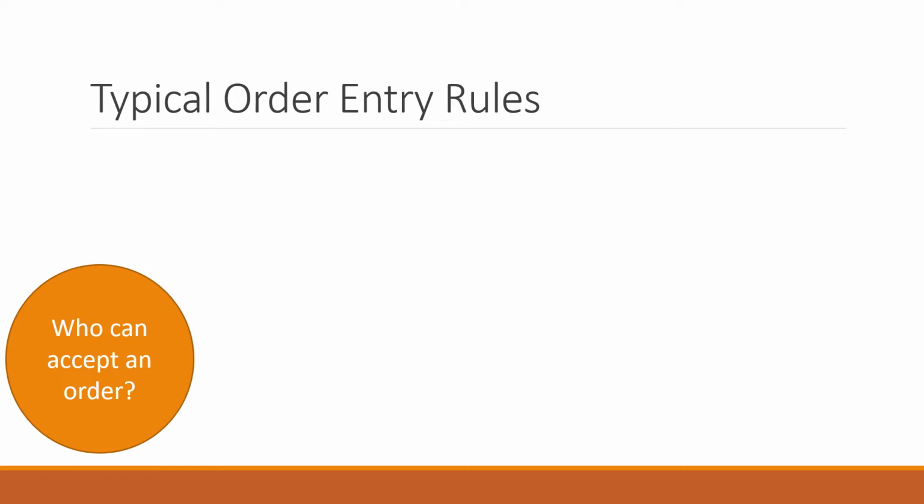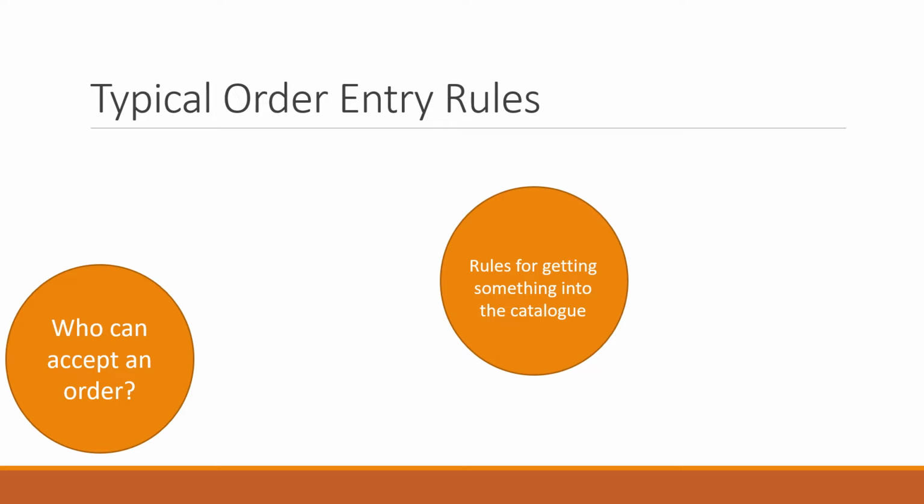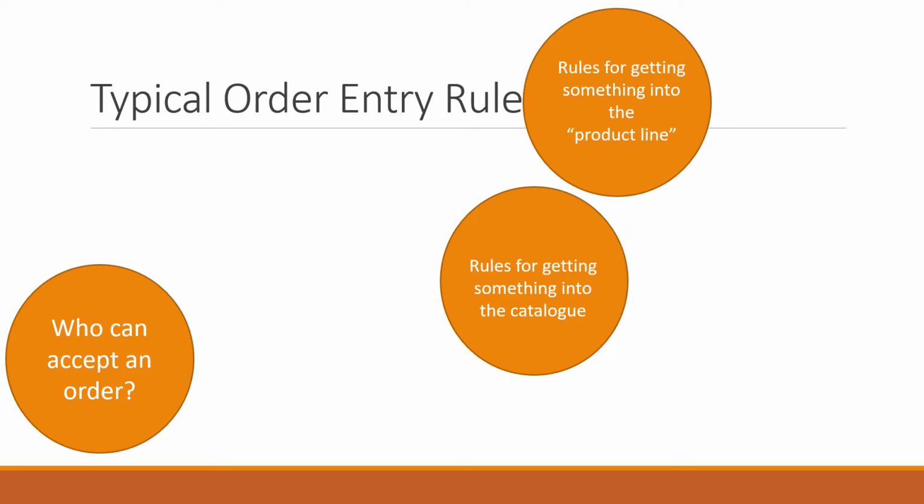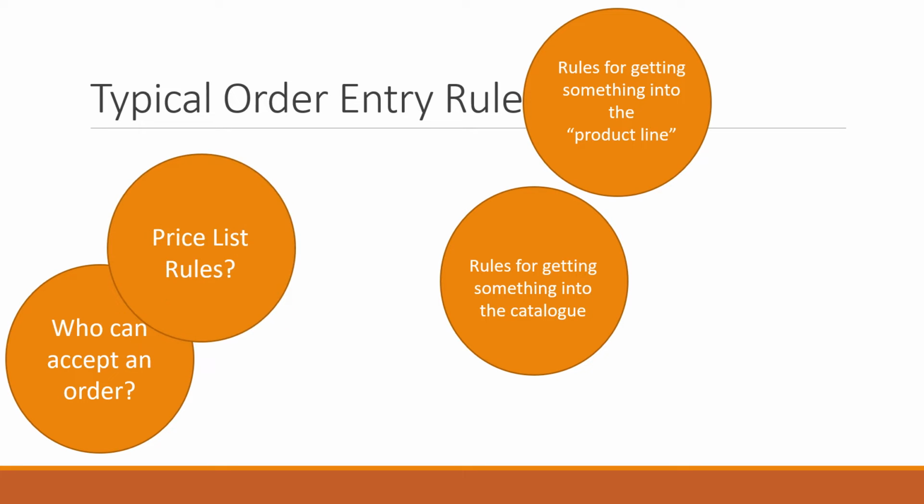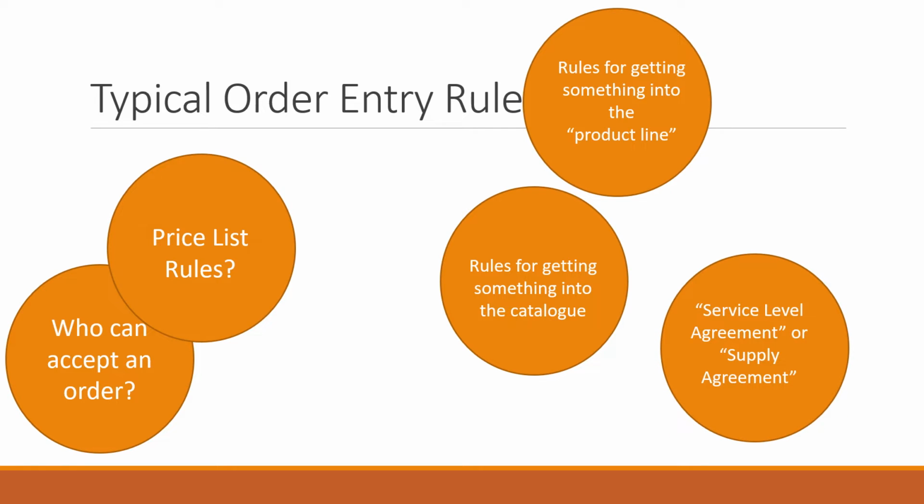So here's some typical order entry rules. First one is, who's allowed to accept an order, and how big of an order can they accept without reviewing it with someone? Do you have to order a product that's considered real? What are the rules for something getting into your product line? Do you have a catalog, and what are the rules for something being listed in it? Is there a set price list? What are the rules for that? Are you in a service level agreement or long-term supply agreement? What are the rules for that?